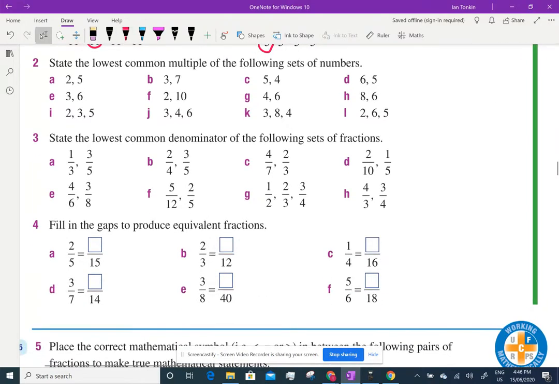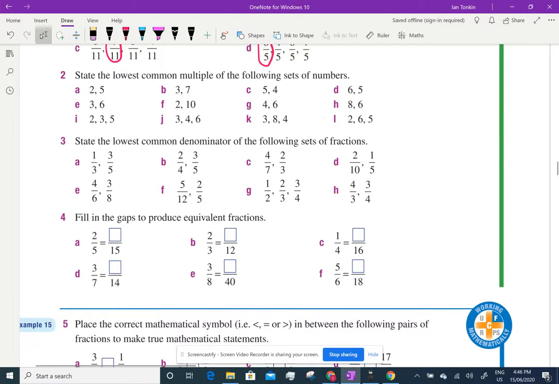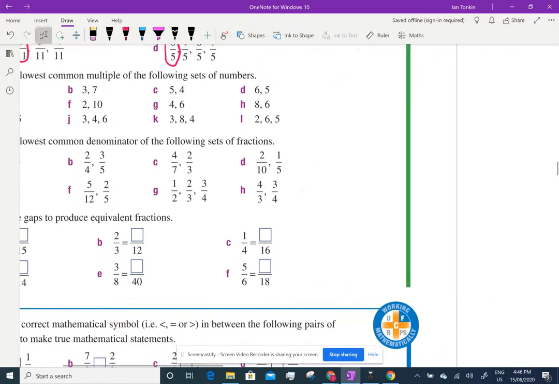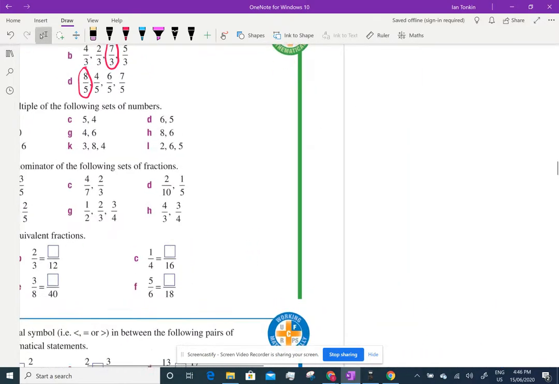Now, we've done lowest common multiples, but just in case you'd forgotten, when we're finding the lowest common multiple, we're finding the number that both these two things will multiply into. So I'm just going to do one. I'm going to do question D.